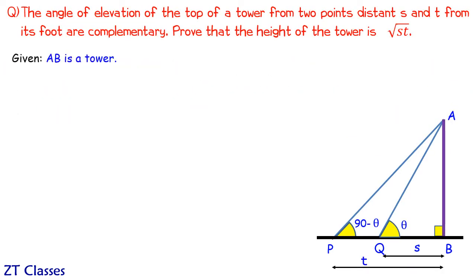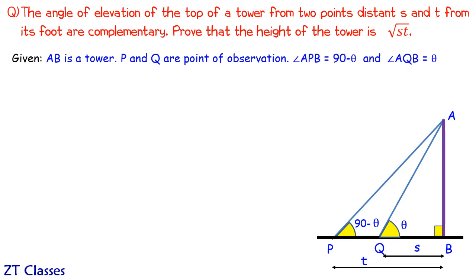So here in this question it's given that AB is a tower and P and Q are the points of observation. Let the angle APB is 90 minus theta and angle AQB is theta. So we have to prove height of tower, that is AB, is equal to square root of S into T.